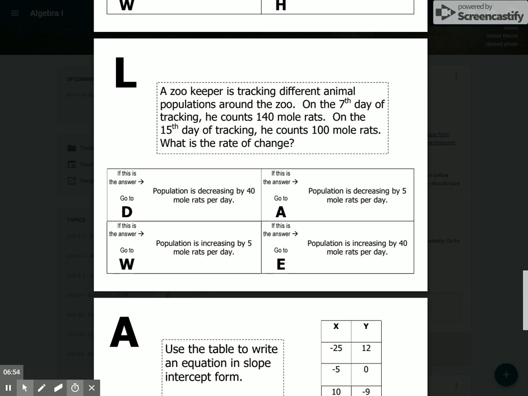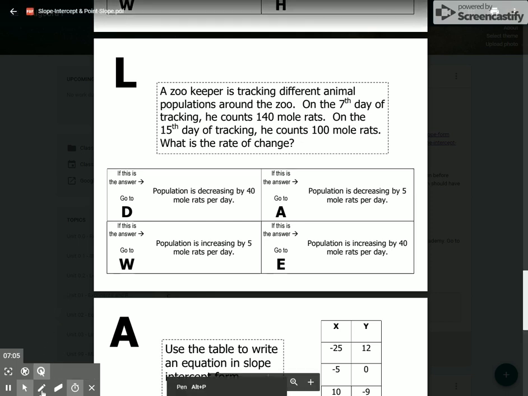Next, the zookeeper is tracking different animal populations around the zoo. On the 7th day of tracking, he counts 140 mole rats. On the 15th day, he counts 100. And what is the rate of change?